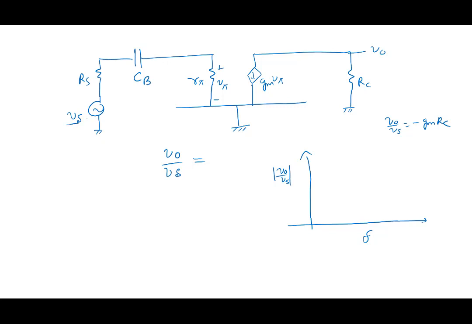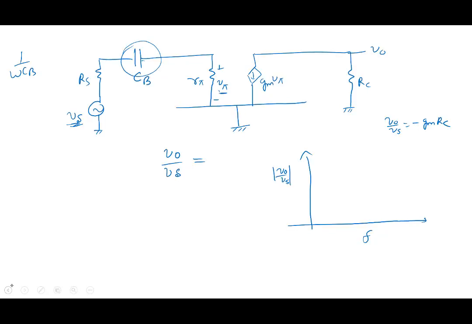Note that at low frequency, 1 over omega CB is going to be so high that your Vs is going to drop across the CB only. Nothing will appear here, V pi, because it's a voltage divider. Everything will drop across CB, and nothing will appear at V0. At very high frequencies, what will happen to CB? Acts as a short. So our behavior is going to be like this.